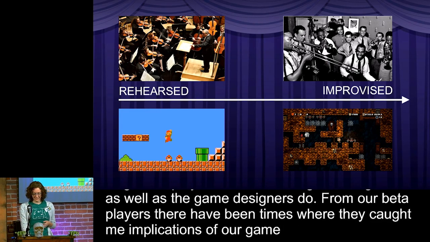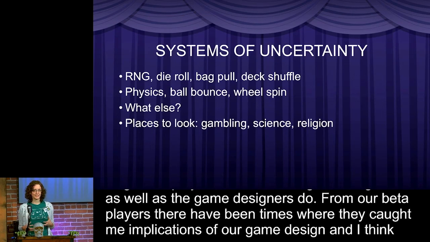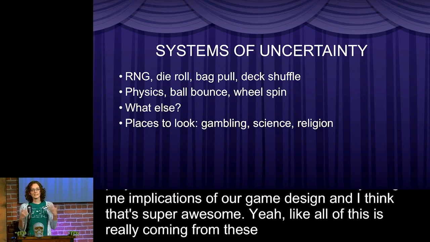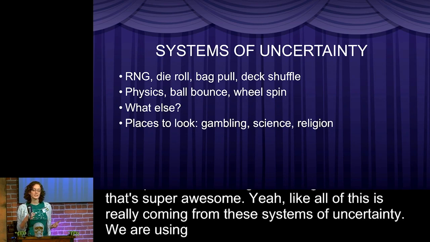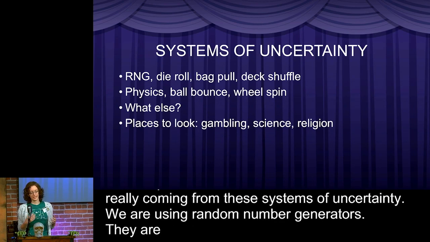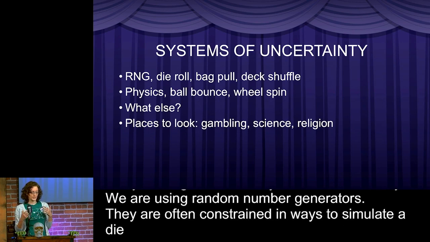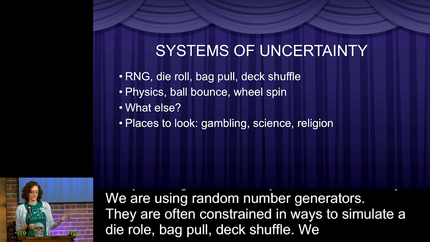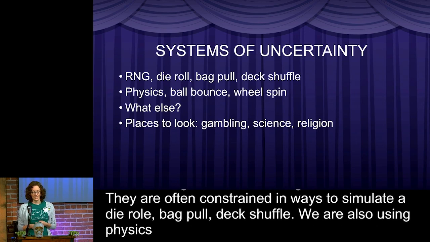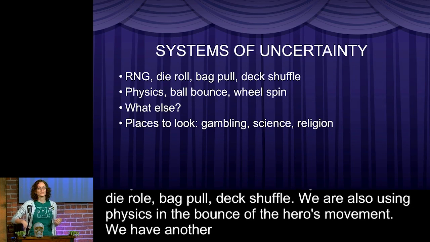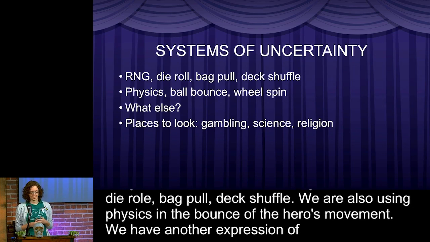So yeah, all of this is really coming from these systems of uncertainty. Like I said, we're using random number generators. They're often constrained in ways to sort of simulate a die roll, a bag pull, a deck shuffle. We're also using physics in the bounce of the hero's movement. We have another expression of physics in the game. There's a big wheel of fortune moment where you get to spin a wheel and get a trinket.